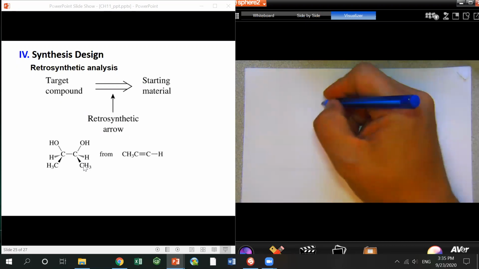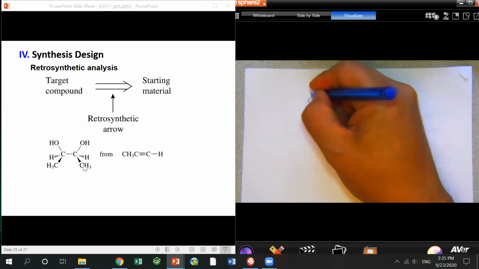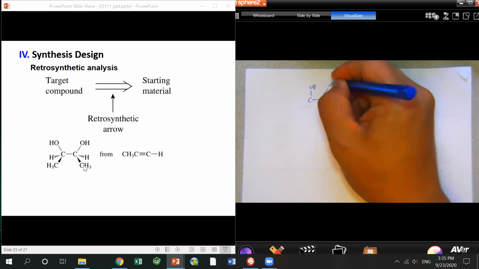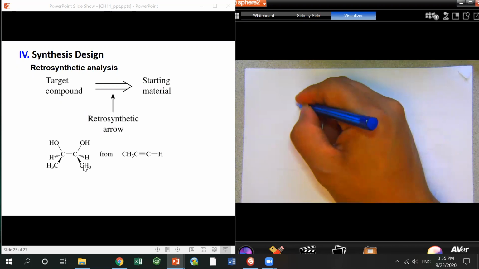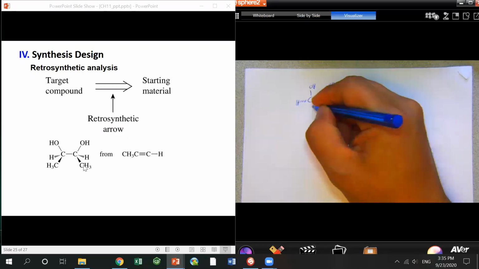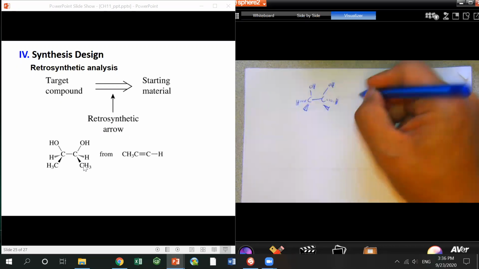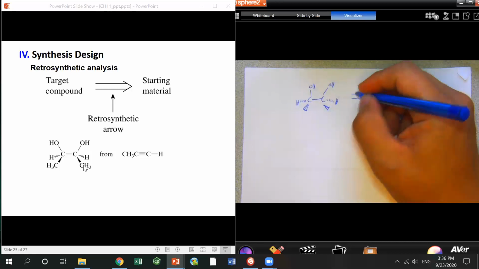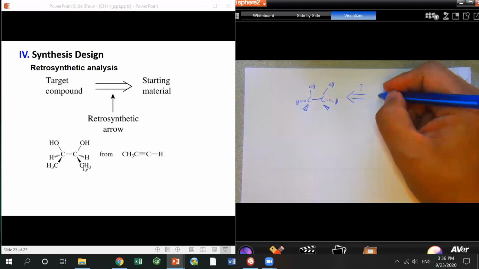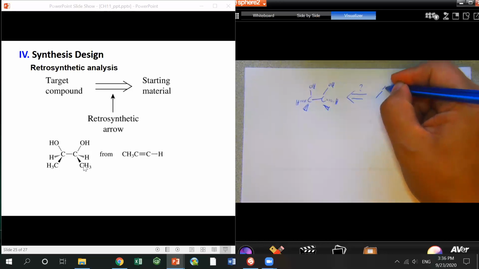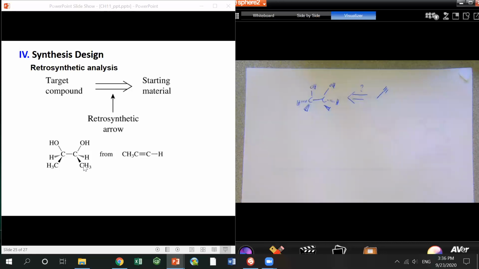Try to make this diol from the alkyne. I just draw it this way.